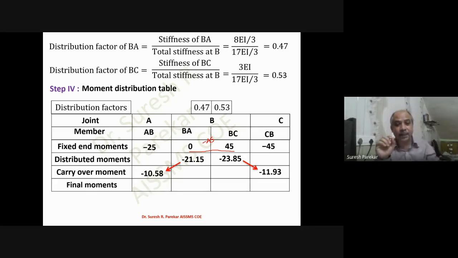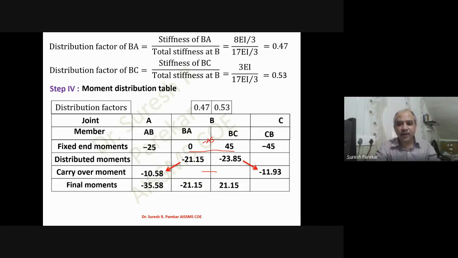Actually, we never stop at distributed moment here, but if you see, I do not have anything for distribution, and whenever you do not have anything for distribution, we have to stop at carryover moment. Otherwise, we always have to stop at distributed moment. When we go to the problems of sway, then you will realize why we have to stop at distributed moment. If you stop at carryover moment, then your answer will be wrong, because you have not balanced the moment. After balancing, you have to stop.